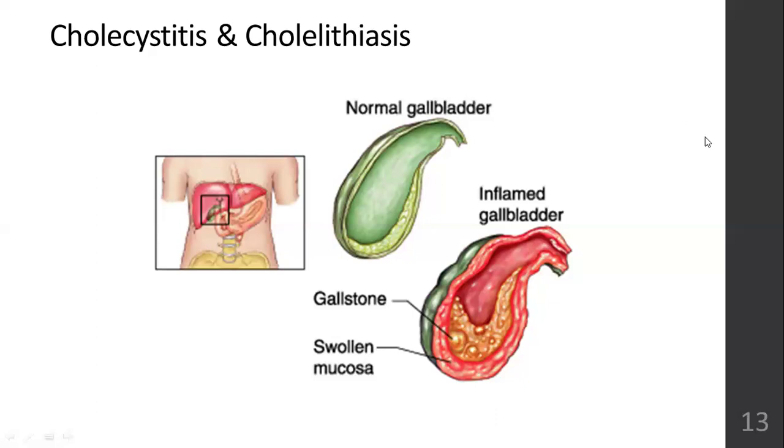So for cholelithiasis, you can do a cholecystectomy, that is gallbladder removal. Stone removal surgeries can also be done, depending on the criticality of the condition.